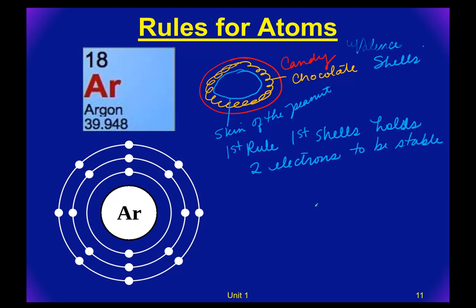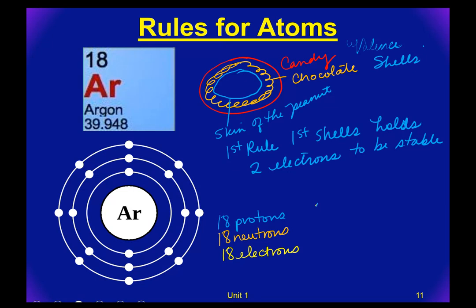Okay? So argon. Argon has 18 protons. In a perfect world, that would mean 18 protons, 18 neutrons, and 18 electrons, right? Again, perfect world. Unicorns, rainbows, dragons. So let's draw that.